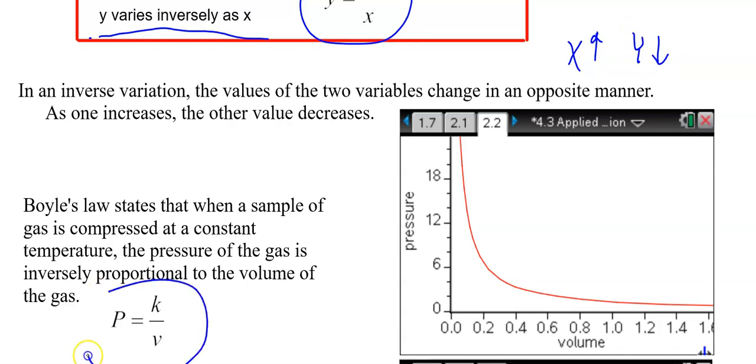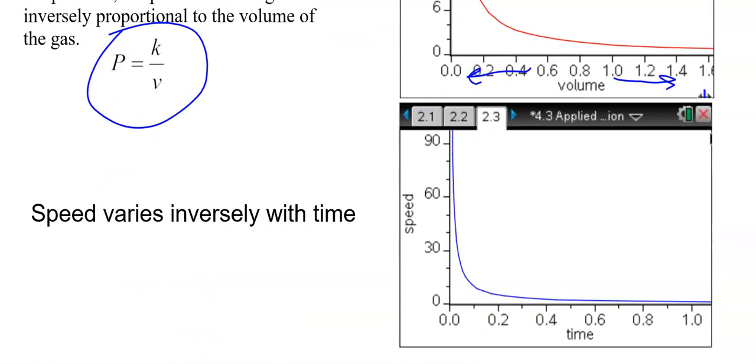So like this formula is Boyle's law. Pressure varies inversely with volume. As volume increases, the pressure is decreasing. As volume decreases, the pressure increases. So that's just something you might have learned in science class.